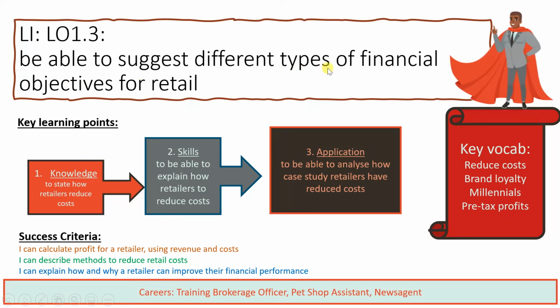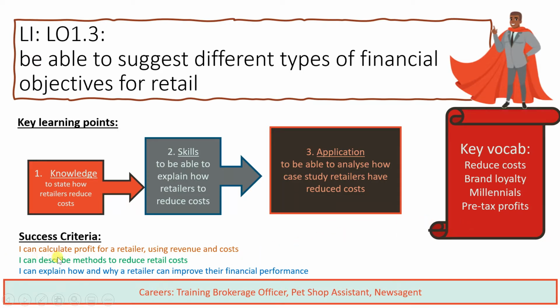Continuing the learning intention for Objective 1.3, which is suggesting different types of financial objectives for retailers. Here we're going to look at knowing how retailers reduce costs and being able to explain how and why they use them and the impact it has on their business performance. We're also going to apply it to a number of case studies. The vocabulary today will be reduced costs, brand loyalty, millennials and pre-tax profits, and you need to look those up as one of the tasks.